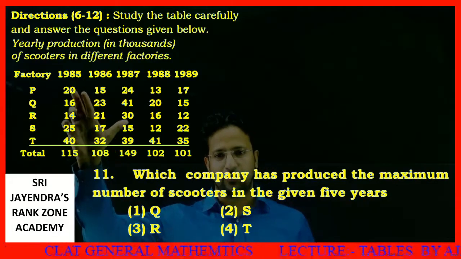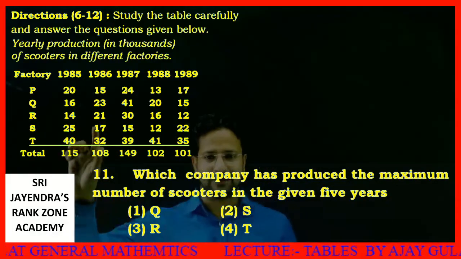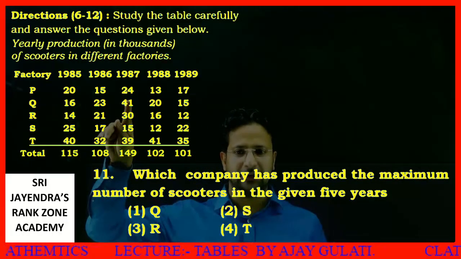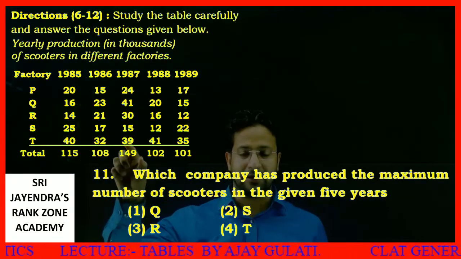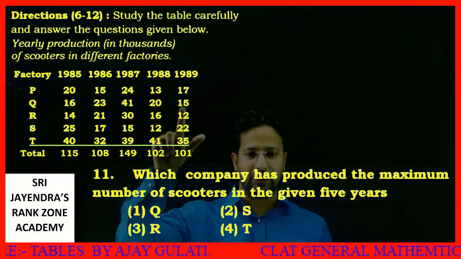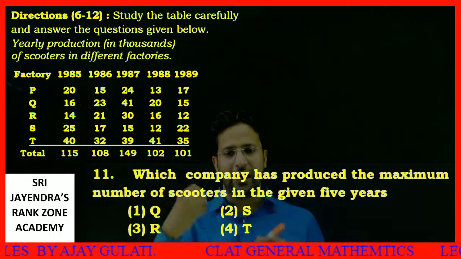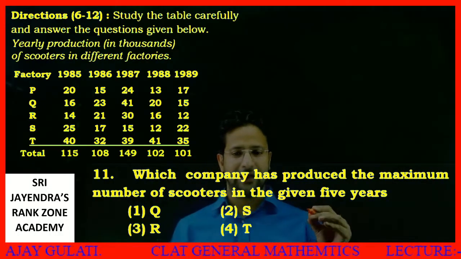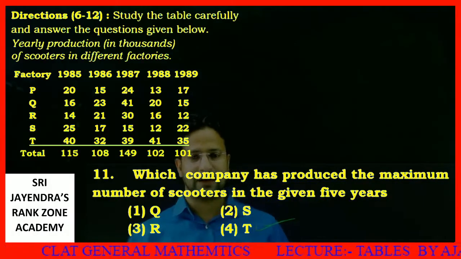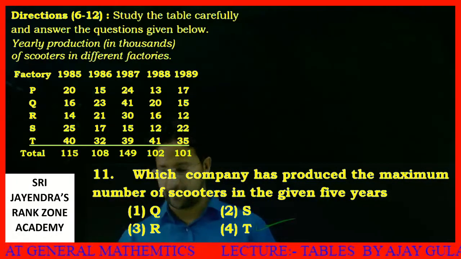See the first row, which is the maximum, T is the maximum. In the second row, which is the maximum, again T is the maximum. In the third row, this is maximum, T comes at second number. In the fourth row, again T is maximum. In the fifth row, again T is maximum. So everywhere T is maximum. So my answer is nothing but T. This is my answer, option number 4.